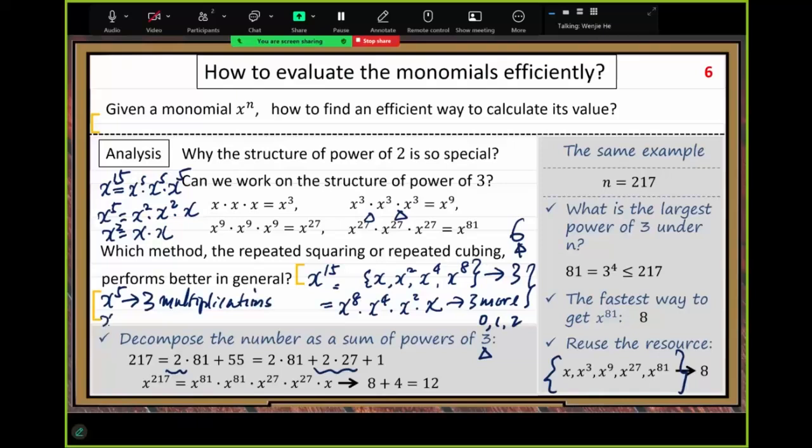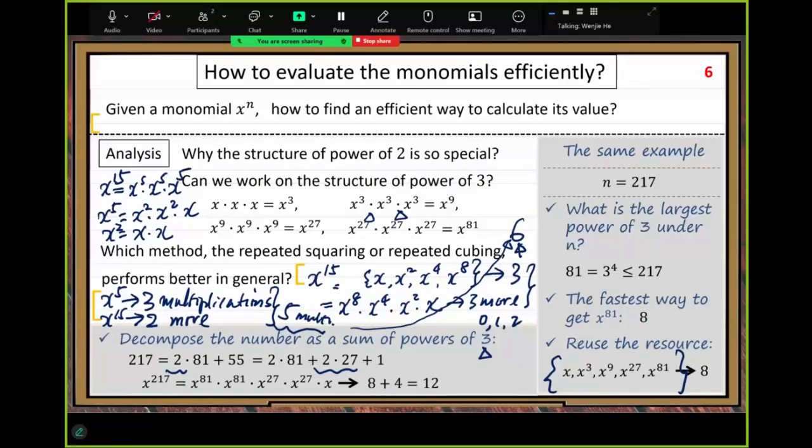Then x to the 15th, we need 2 more, right? So the total is 5 multiplications. Is this 5 better than that 6? Yeah. So this example shows you sometimes repeated cubing can do better than repeated squaring.